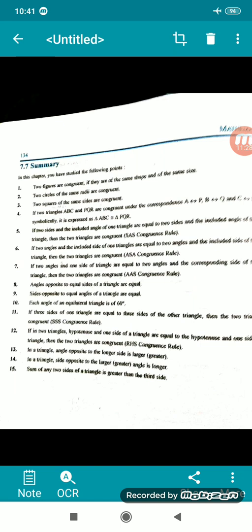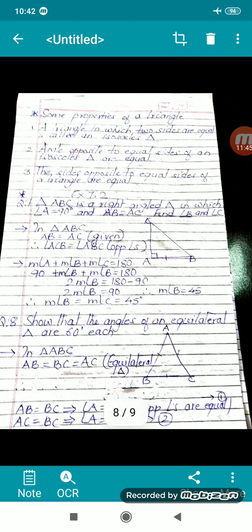RHS. 13, in a triangle, angle opposite to longer side is larger. 14, in a triangle, side opposite to larger angle is longer. 15, sum of any two sides of a triangle is greater than the third side. Now we go to exercise 7.2. Whatever is done, please concentrate on that.